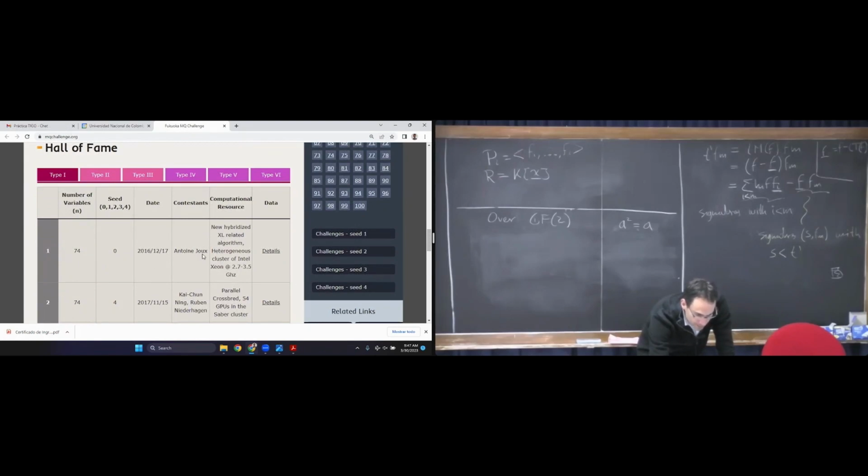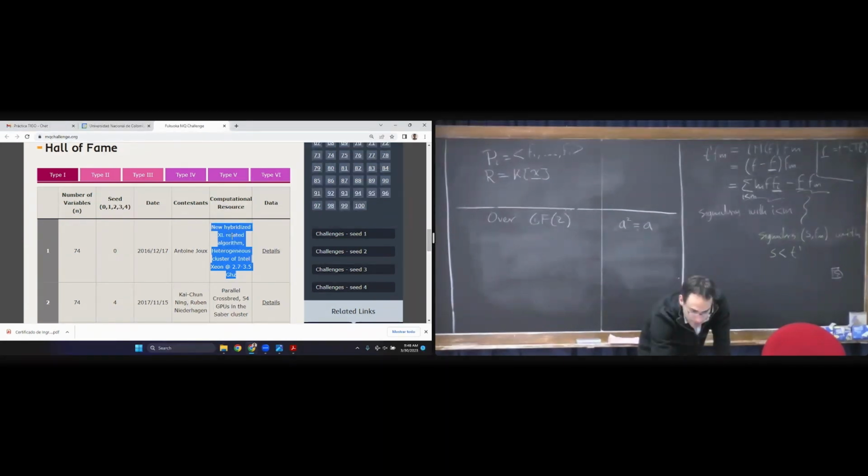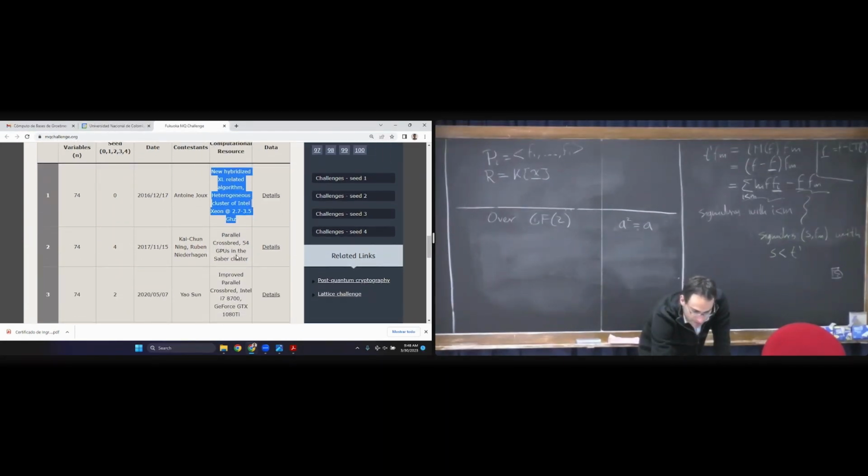So, for example, here we have Antoine Joux in first place. For these type 1 systems, they were able to solve for 74 variables, and they give some information on what kind of algorithm they used, and what system they used to solve it. Right. So here we see that they use a hybrid version of the XL algorithm.